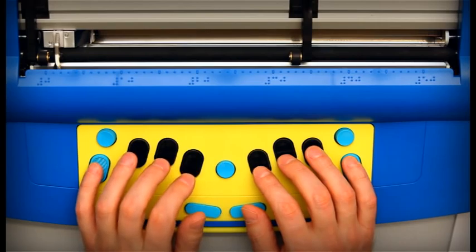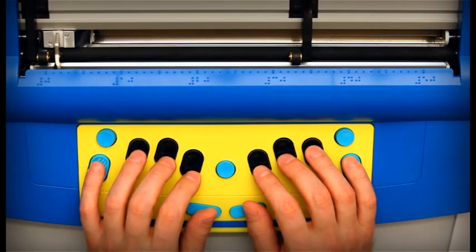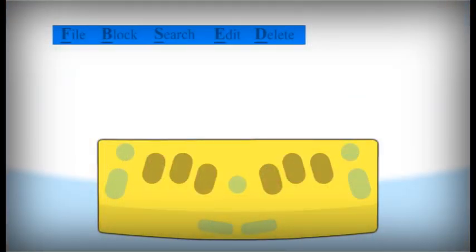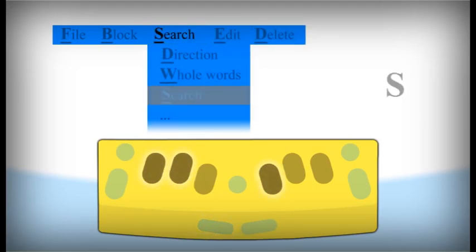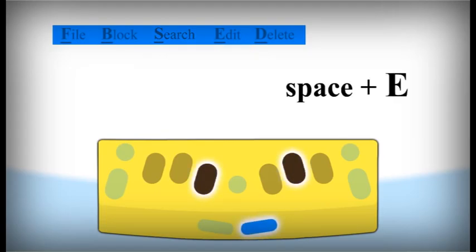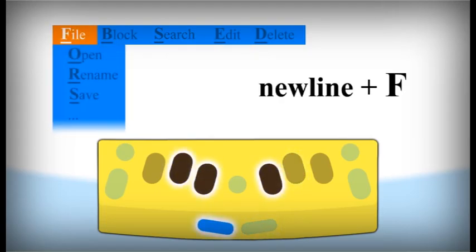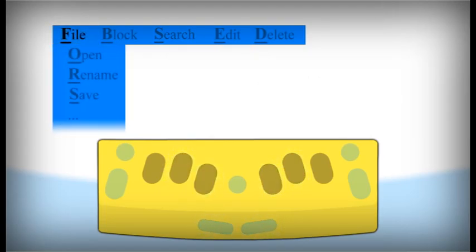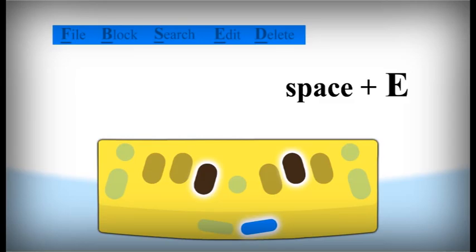A wide variety of commands is grouped into five separate menus according to the kinds of tasks. File menu, search menu, block menu, delete menu, and edit menu. They can be accessed by pressing new line and the first letter of each menu. For example, new line F will open the file menu. To exit the menu and return to your file, press E chord or space E.